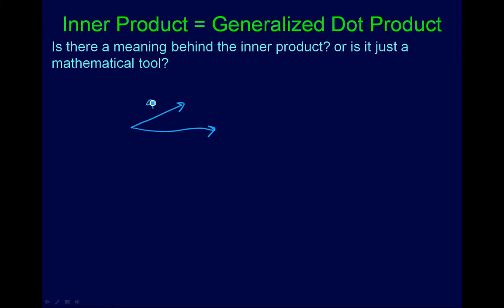And so let's suppose I have 2 vectors. I'll call them A and B. All right, now we define the dot product to be A dot B. Now one way to represent this is the magnitude of A times the magnitude of B times cosine of the angle between them.